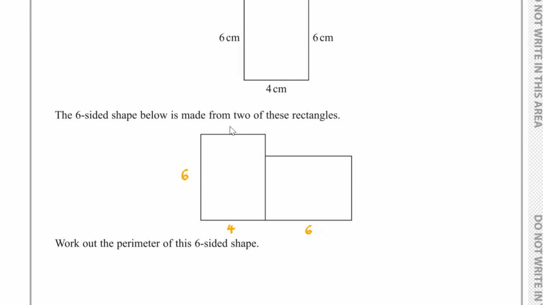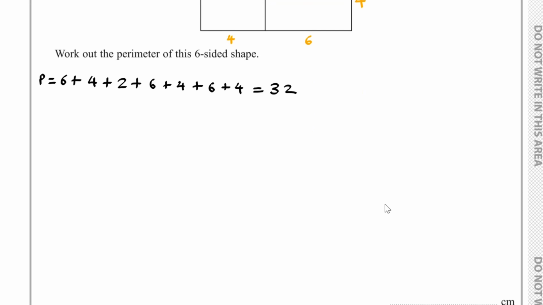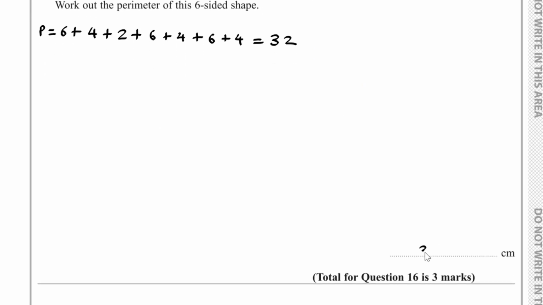So here we have 6, here we have 4, here we have 4, here we have 6, and this missing length, that's going to equal 6 take away 4, which is 2. So we have 2 centimeters here. So therefore the perimeter, P, that's equal to 6 plus 4 plus 2 plus 6 plus 4 plus 6 plus 4, and adding all this together, it turns out we get 32. So therefore we have 32 centimeters.